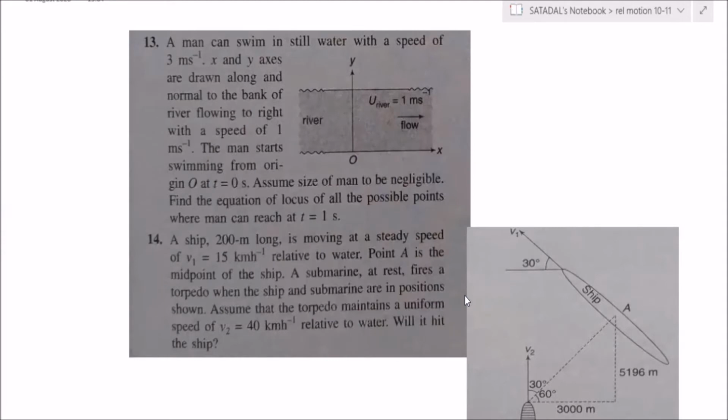Yes, Akshari? Sir, what does equation of locus mean? Equation of locus means that it has to come in the form of x and y, like y equals mx plus c, or x square plus y square equals a square, like that. Okay? Yes, Shashivardhan? Sir, (x minus 1) whole square plus y square equals 3 square, means 9. Perfect. Very good.